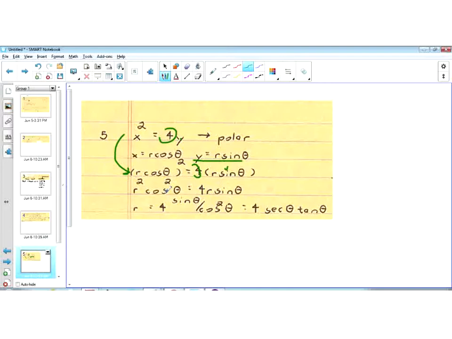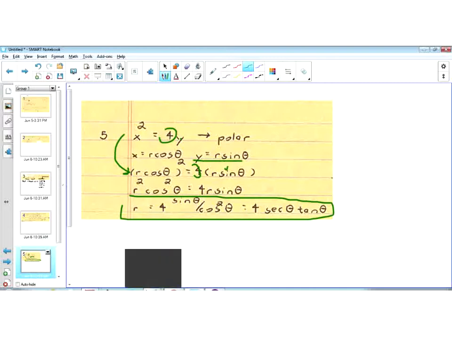Then if we divide both sides by r, and then divide both sides by cosine squared theta, we have r is equal to 4 sine theta over cosine squared theta. After simplifying, r is equal to 4 secant theta tan theta. So this would be the polar equation representation of the rectangular equation.